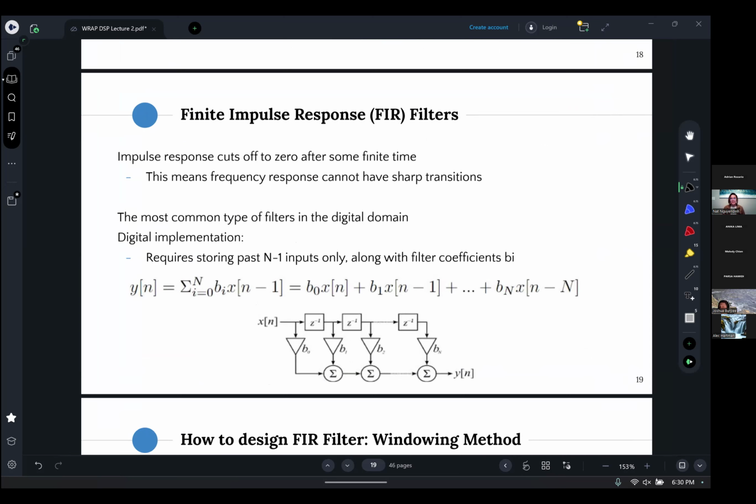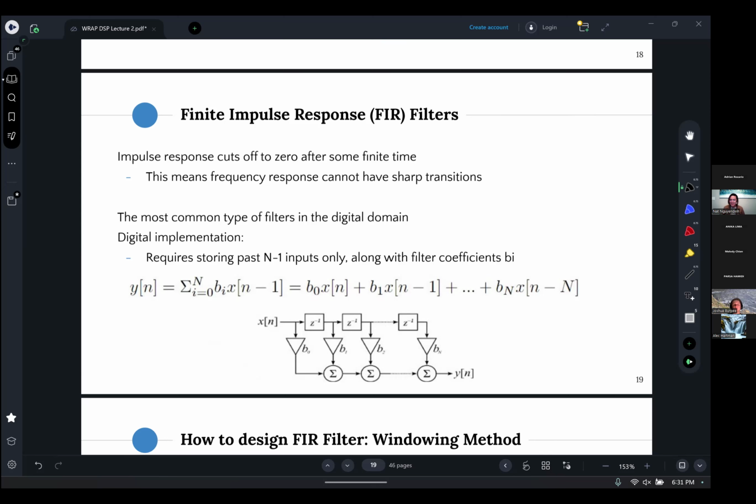As the name suggests, we cut off the impulse response at a certain point in time because it's fizzled out to zero, or we just don't really care, or we don't have the space to care. I'll cover this point later in the slides, but these are going to be the most common types of filters we have in the digital domain. And this is the mathematical representation of it.